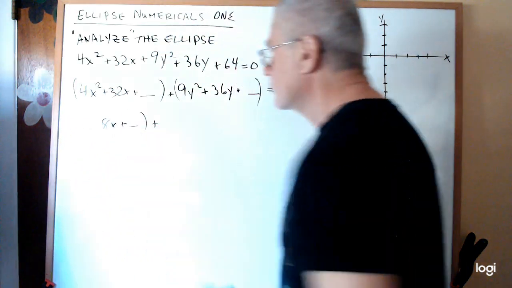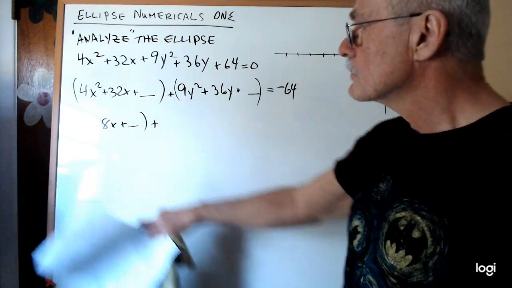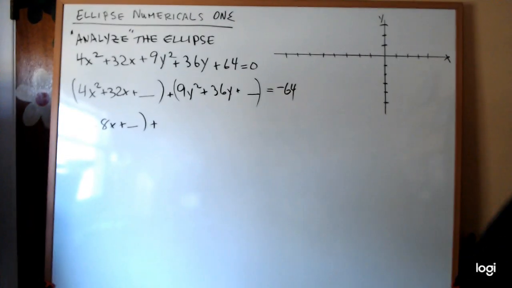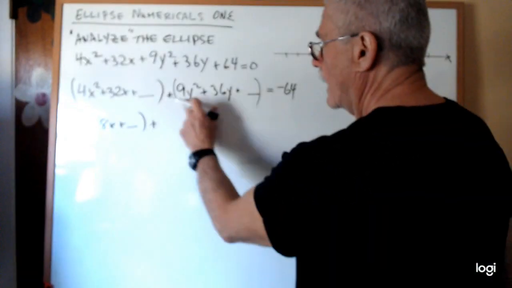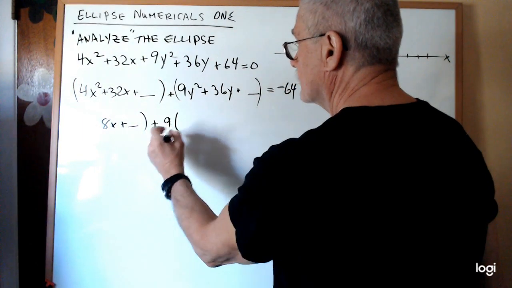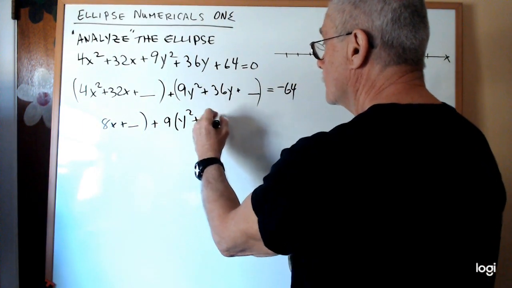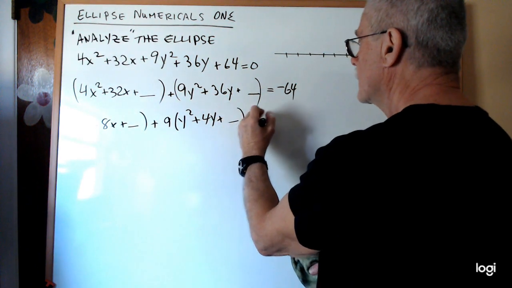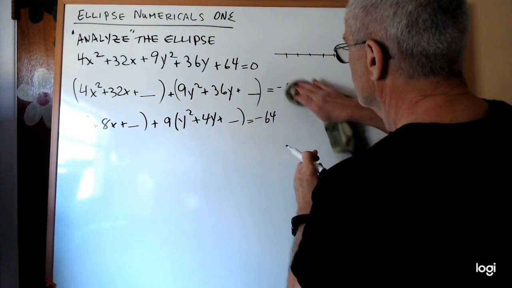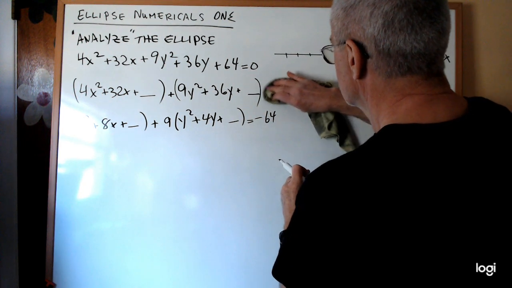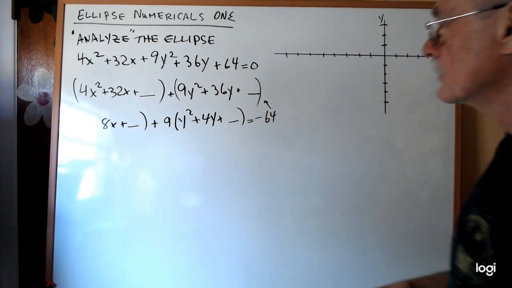And what that's going to do, if I factor out the 4, this is going to become an 8x. Okay? All right, so moving along, I'm going to do the same type of idea here. Factor out the 9, and you get y squared plus 4y plus something equals negative 64. Okay, so I think what I'm going to do is just take this off, and just a little arrow there to indicate that that goes there as well.